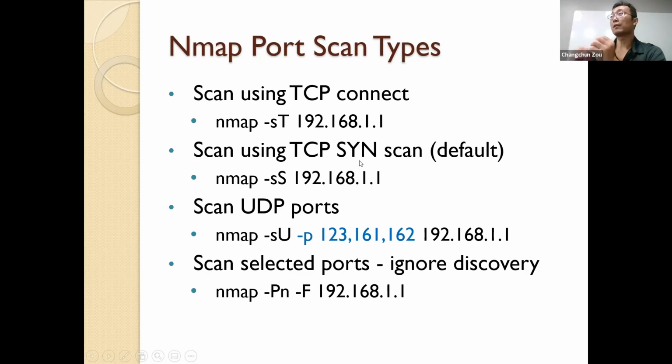A TCP SYN scan means Nmap only sends the SYN packet without sending any following packet, so the connection is actually not set up. But with a TCP connect scan, Nmap will respond to the SYN ACK packet and send another ACK to make the connection fully established. So the TCP connect scan is a little bit slower, but you finish the TCP connection.